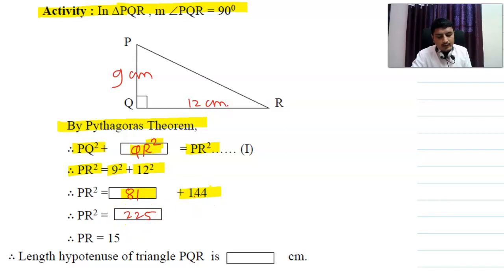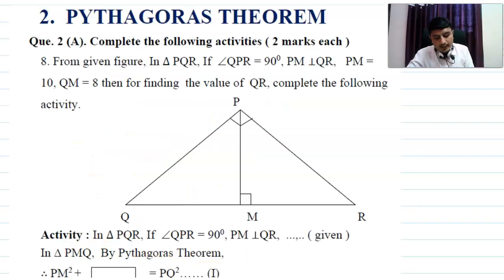We have to evaluate the length of the hypotenuse, that is the value of PR. So taking square root on both sides, square root of PR square is PR, while square root of 225 is 15. So the length of the hypotenuse of triangle PQR is 15 centimeters. Now look at the activity number 8.